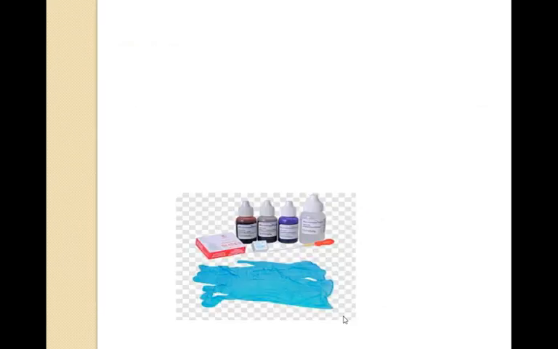Here you can see the image. These are the materials required in the staining process: gloves to protect our hands from the color of the dye. These are some dyes, and this is a dropper that is used to drop the dyes on the slide or specimen to stain it.